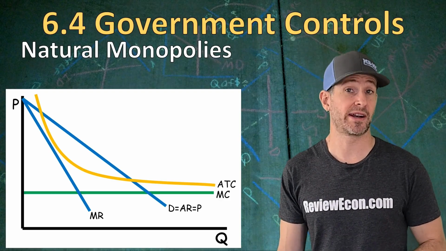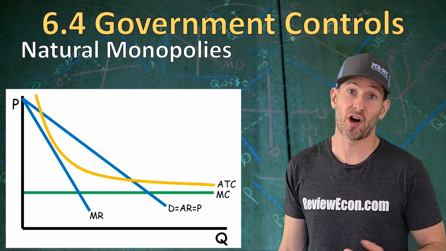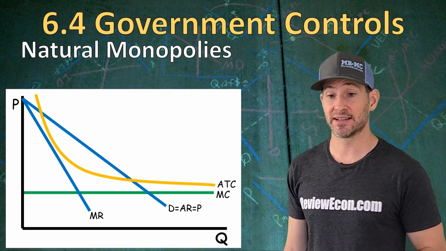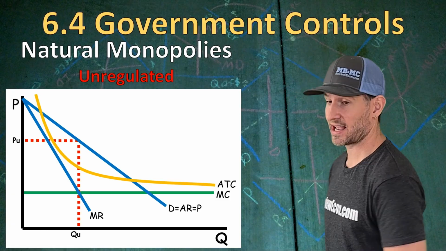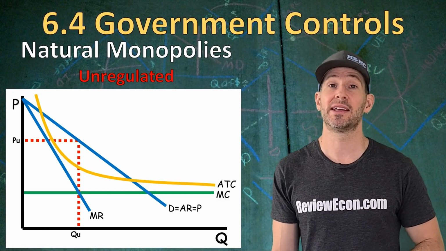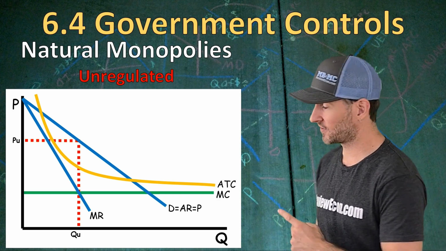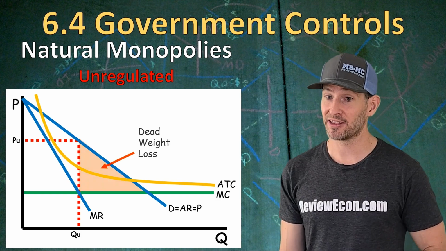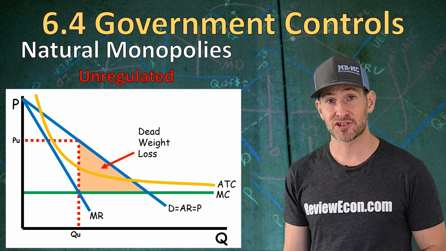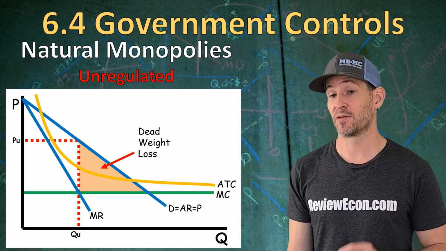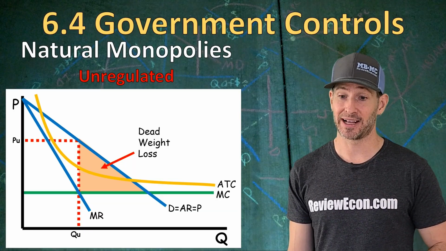This is just one way to draw a natural monopoly. There are others. But here is the unregulated price at PU with the unregulated quantity of QU. We have deadweight loss here, and it's a lot. Natural monopolies, when unregulated, will produce a lot of deadweight loss.